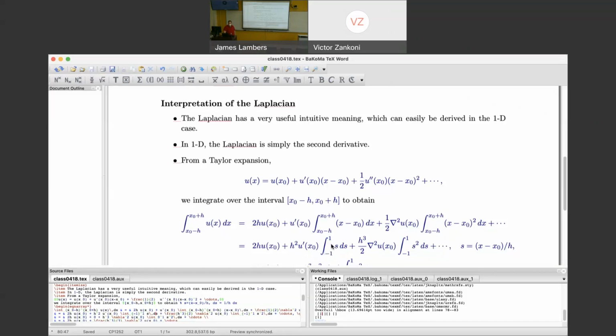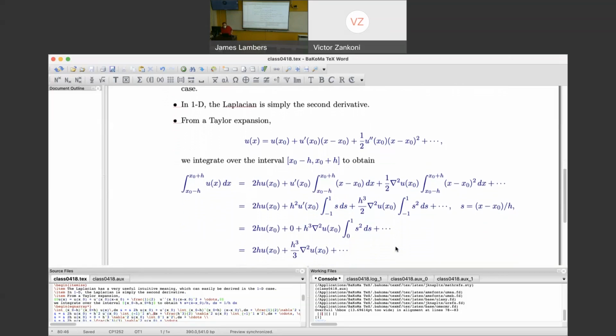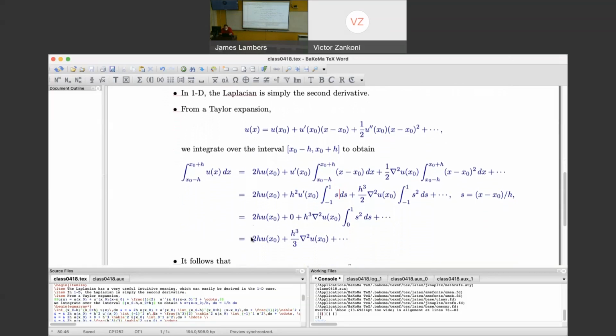0. It's 0. Whereas here we have s squared, it's not 0, but we can replace it with the integral from 0 to 1 of 2s squared, because of symmetry. Which, if you're doing this by hand, is less mistake prone. So this term is gone. So now what we have is 2h times u at the center of the interval, and this term involving the Laplacian.